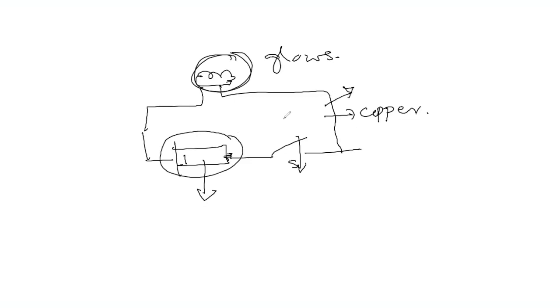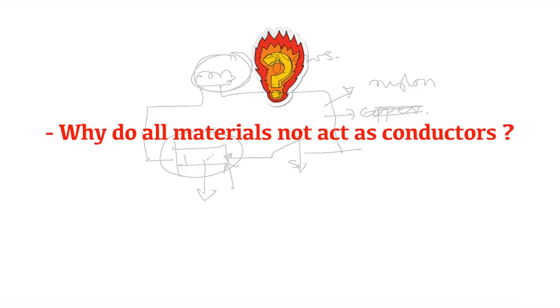Now you replace these copper wires with nylon wires. Attach the battery. Does the bulb glow? No. From this, what can we conclude? Nylon wires are not able to carry energy from the source to the bulb. From this we can understand that electric current is the flow of electric energy in the form of charge through certain materials which are called conductors.